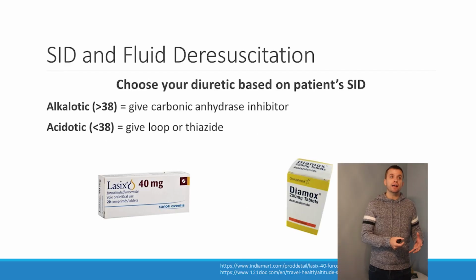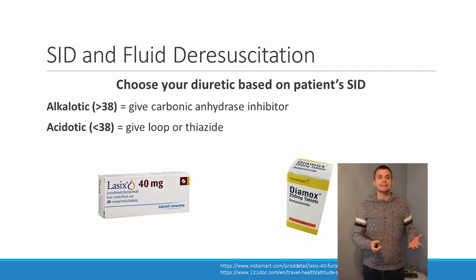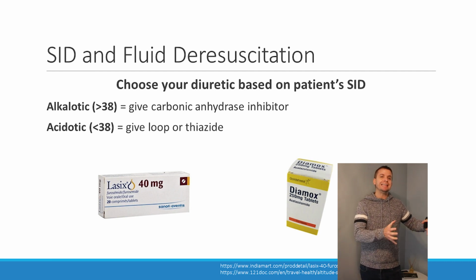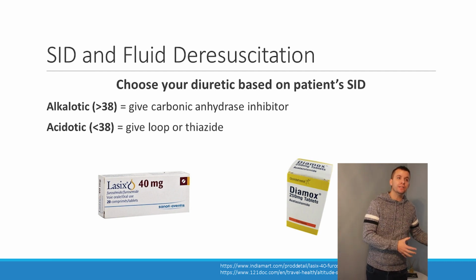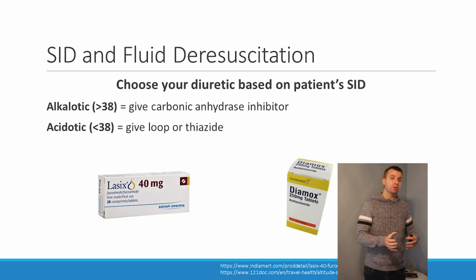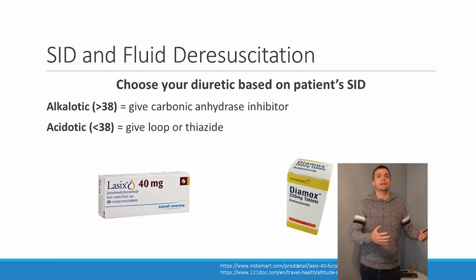So if you're going to choose a diuretic, if they're alkalotic, you can give a carbonic anhydrase inhibitor, and if they're acidotic, you can give a loop or a thiazide because it's potassium wasting and it's going to widen out that SID. So at the end of diuresis, at the end of deresuscitation, ideally you want them to have all the volume off. You want them back towards euvolemia, and at the end of euvolemia, you want them to have a normal acid-base status and a normal SID, so you haven't caused another problem in the middle of your deresuscitation.